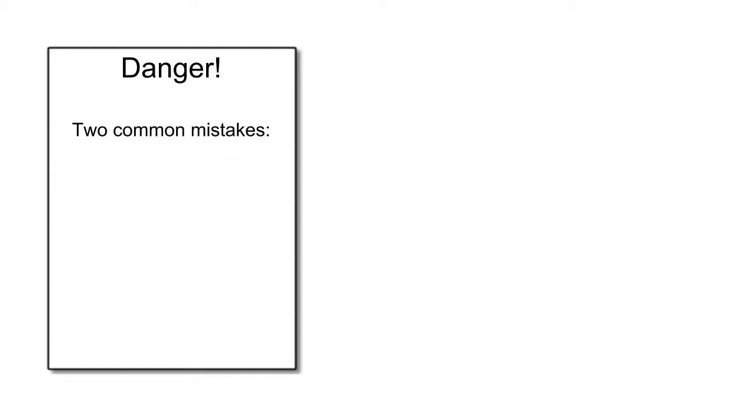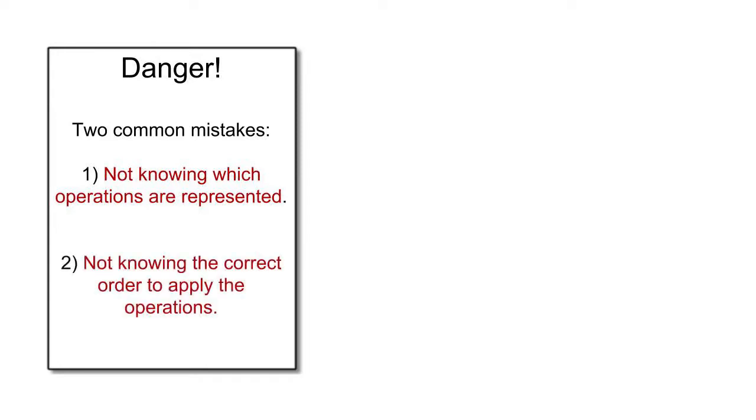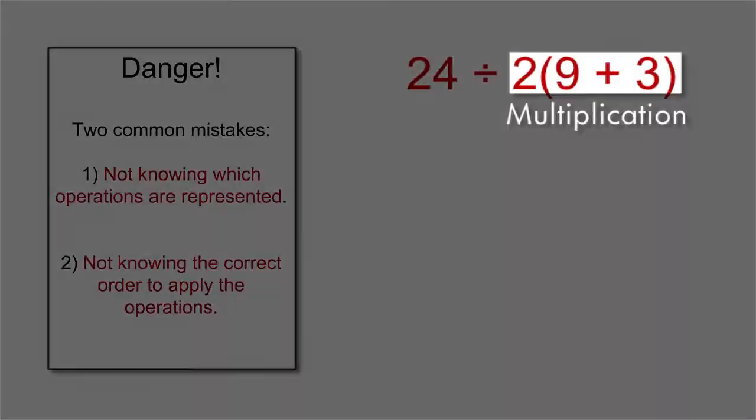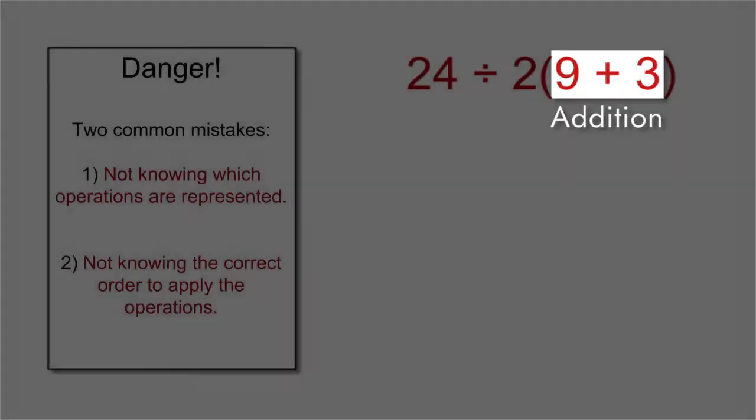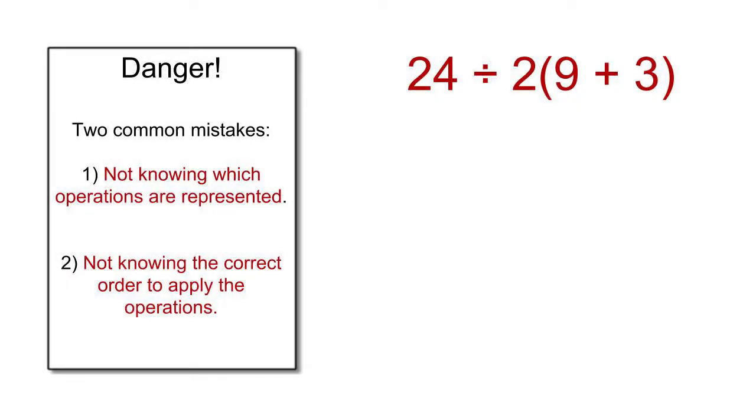There are two places where students make mistakes in evaluating expressions. First, by not knowing what operations the expression is giving you, and by not knowing in what order to apply those operations. For example, let's look at 24 divided by 2 times quantity 9 plus 3. We have to know what operations are in this expression. Here we see division, multiplication, and addition. But we also have to know what order to apply these operations in.